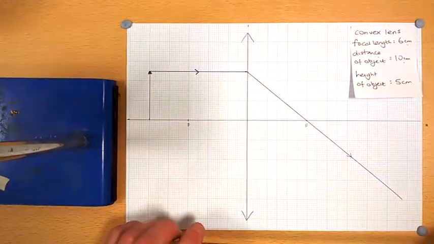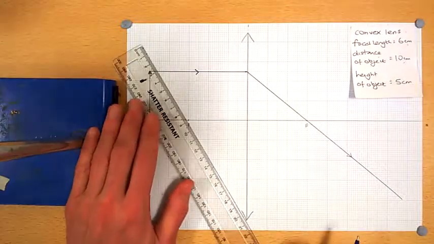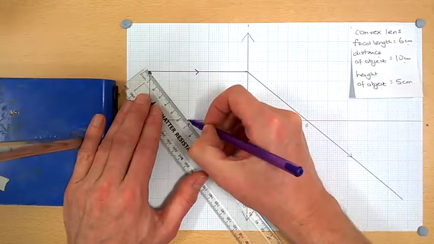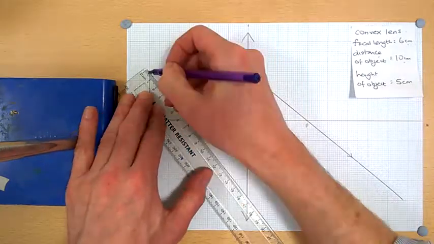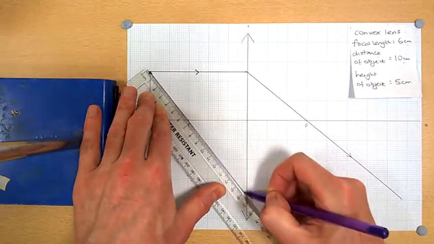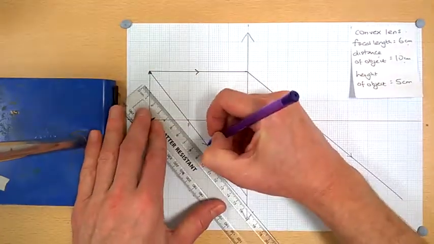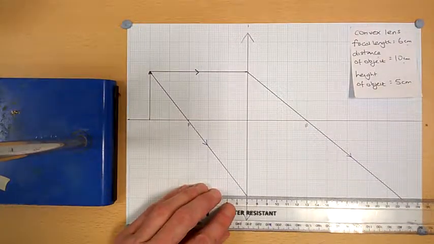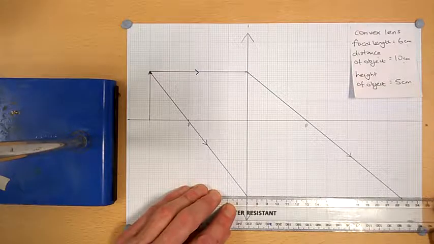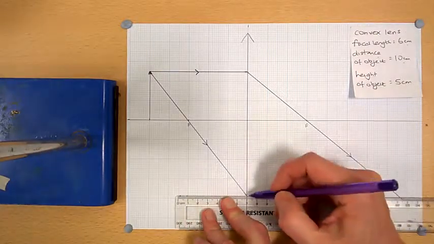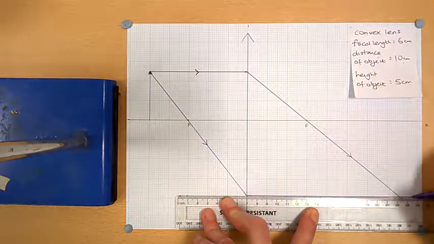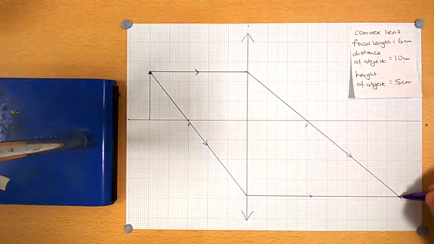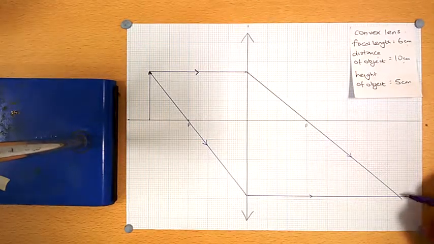Second ray of light I'm going to draw is a ray of light that goes through the focus on this side. So starting from the tip of my object again, lining it up with the focus, that is going to go down there. And the rule for a ray of light like that is that when it reaches the lens, it is then refracted so that it comes out parallel to the axis on the other side. So this is now showing me where the image is going to be formed, where these rays of light meet.